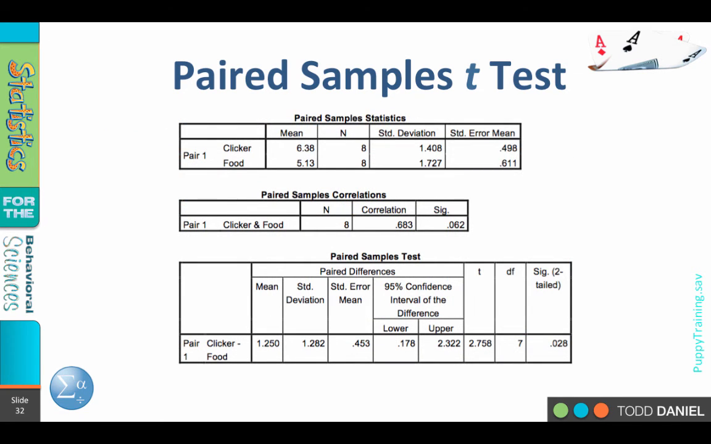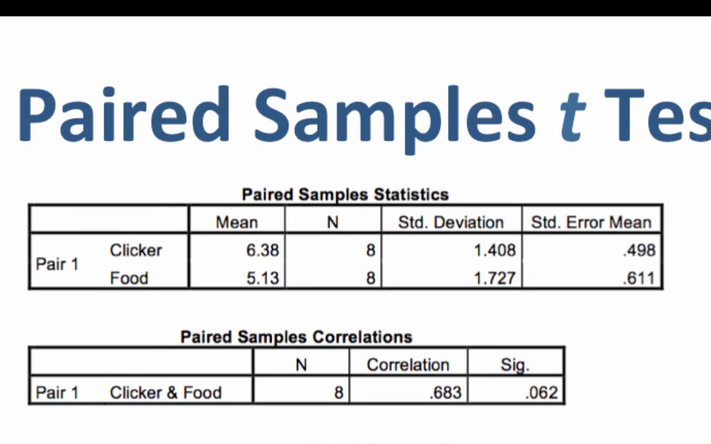We see that the mean and the standard deviation for the groups are exactly the same as they were for the independent samples t-test. For the clicker group, the mean is 6.38. For the food group, 5.13. We also see that SPSS has given us a correlation. For now, you can ignore this correlation output. And I will warn you, be careful that you are interpreting your t-test from the paired samples test box, not from the paired sample correlations box. So we could have a significant correlation, but not have a significant t-test.